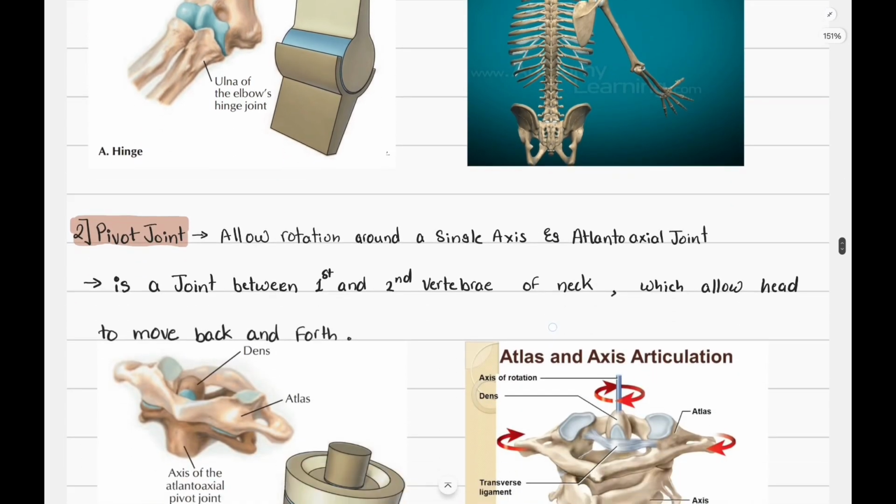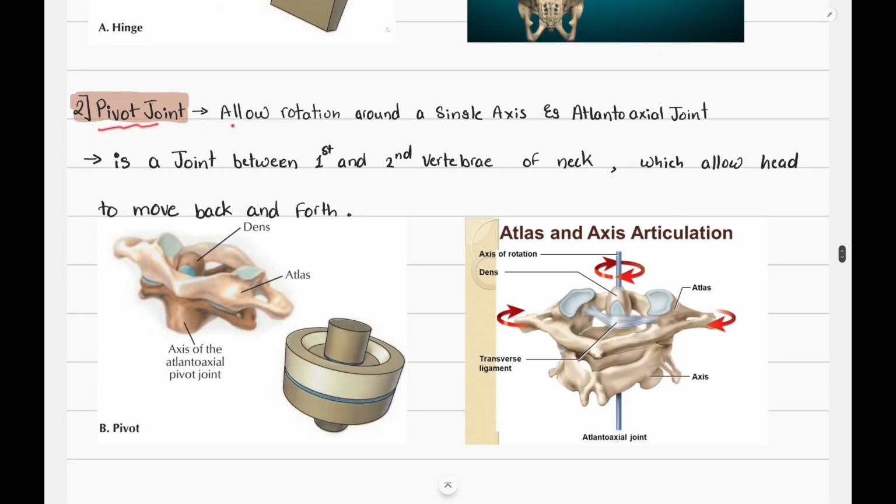The second type of synovial joint is our pivot joint. Pivot joint allows rotation around a single axis, and the example of this joint is the atlantoaxial joint. The atlantoaxial joint is a joint between the first and second vertebrae of the neck, which allows the head to move back and forth. So this is the kind of pivot joint. It allows the movement of bone on its axis. So bone can rotate around a single axis like I have shown here. The greatest example of this pivot kind of joint is the atlantoaxial joint.